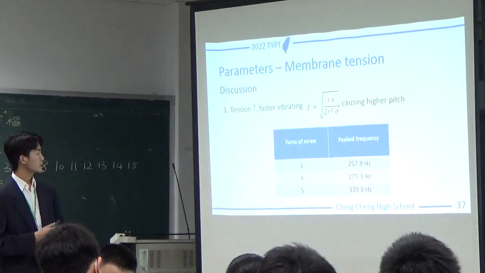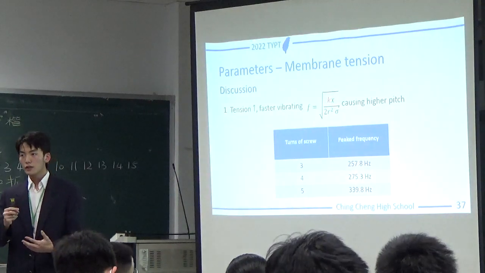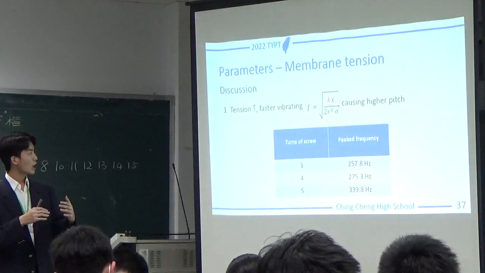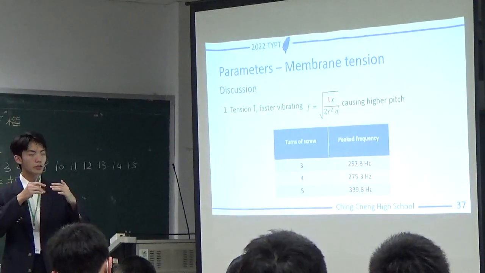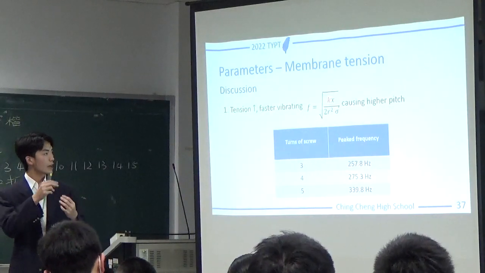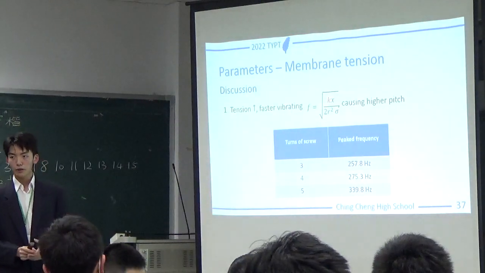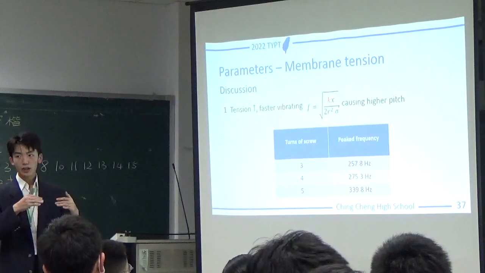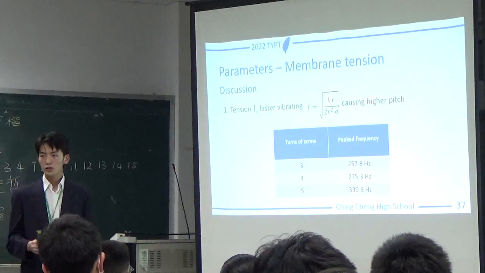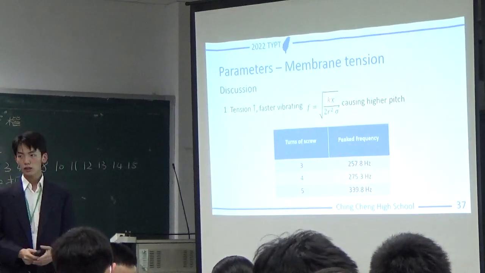So for discussion, because the tension got bigger, the vibration of our membrane will be bigger. So the air will have a higher frequency, so we could observe a higher pitch. But the frequency over here is the vibration of the membrane. It is not the frequency at which we observe the sound, but we could find some relationship using this equation.